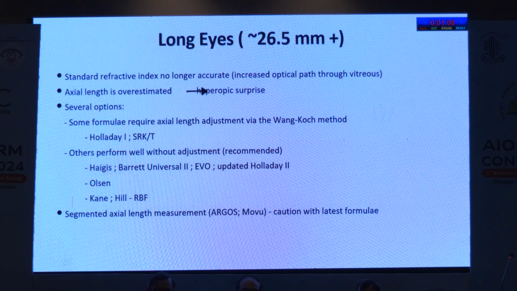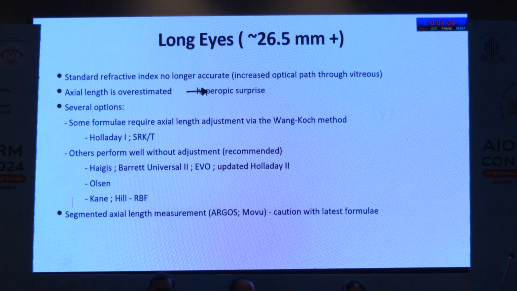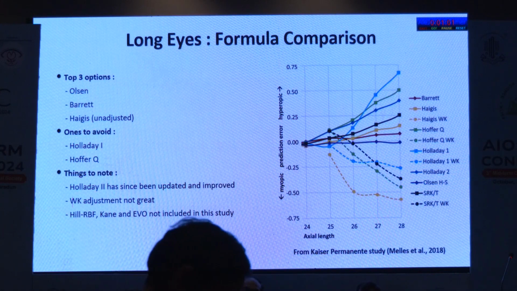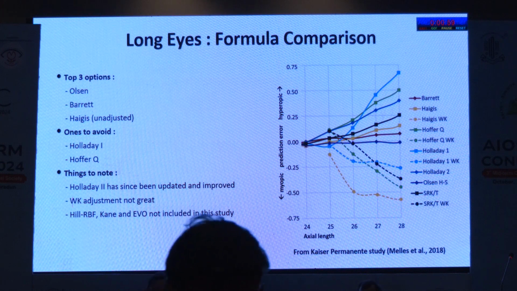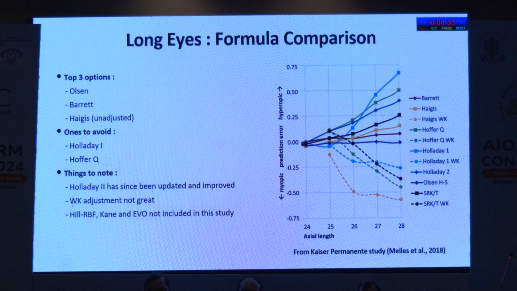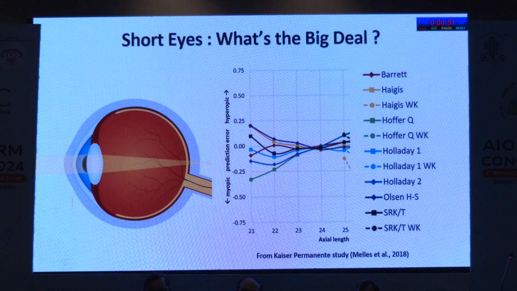Another method in longer eyes is to use the biometer Argos, which uses segmental measurement of the axial length. So for long eyes, the best methods are using Olsen, Barrett and Haigis, and to avoid Holladay and Hofer Q, and otherwise we can use Hill RBF and the Olsen formula as well.